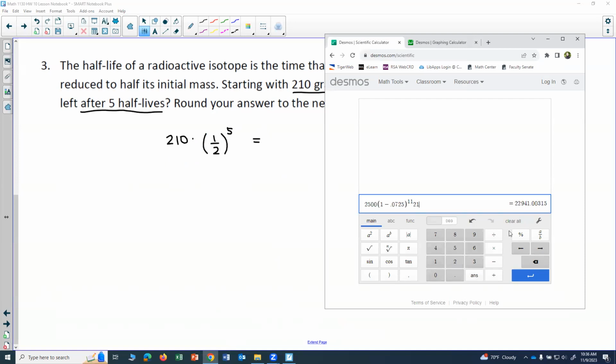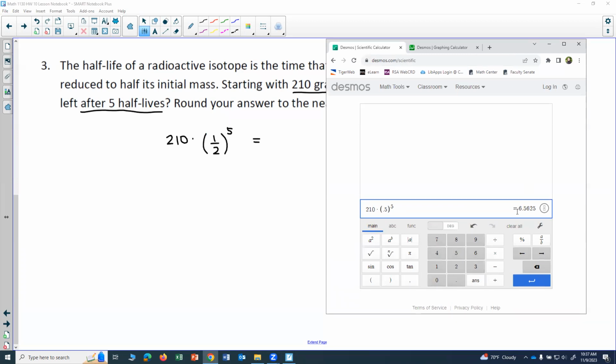So I'll have 210 times, and then I'm going to do parentheses. You can either do 1/2 or 0.5. I'll do 0.5 to the power of 5. And it says round your answer to the nearest gram. So I'm going to have 7 grams.